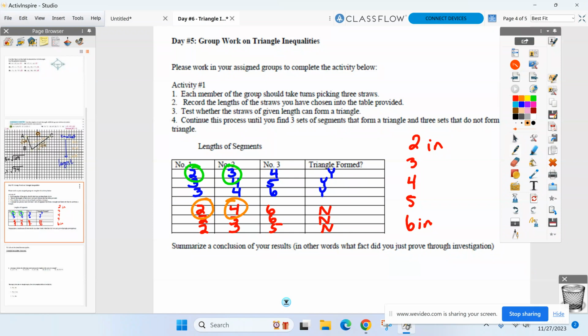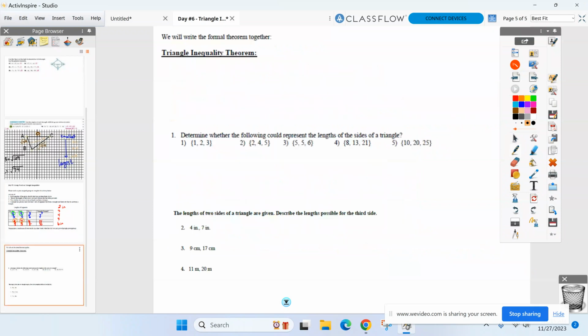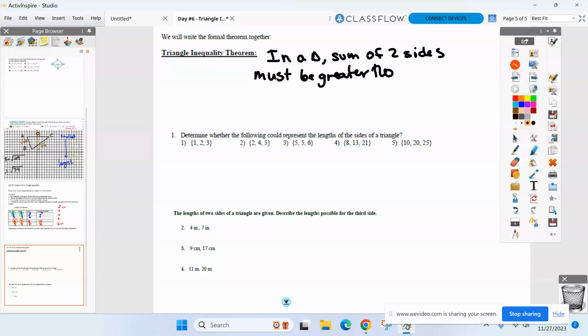All right, so let's write that down officially now in the theorem box. The triangle inequality theorem: in a triangle, the sum, which means I'm going to add them, the sum of two sides must be greater than the third. Greater than, not greater than or equal to, greater than. So there's your third triangle theorem, along with the two we did last week.